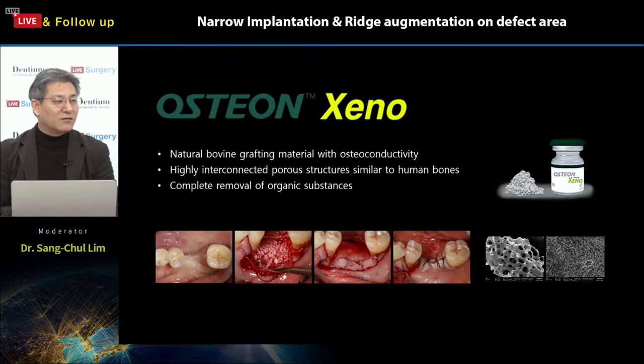Osteon Xeno, this graft material comes from bovine origin, a natural bovine bone grafting material with osteoconductivity. It has a highly interconnected porous structure similar to human bone, working as a scaffold, with a high osteoconduction ability for forming new bone. And also complete removal of organic substances means it prevents immunologic reaction. So better new bone formation will happen and will be performed.